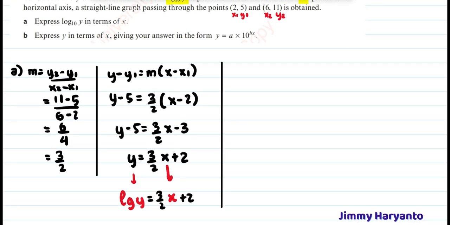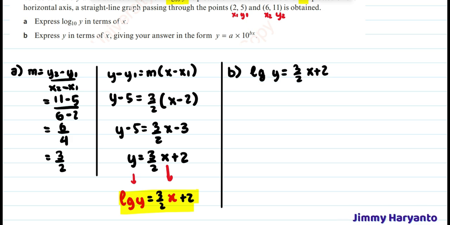And then for B, we have to express y. So let's continue. We have lg y equals 3 over 2x plus 2. We can move the lg to the right hand side. It will become 10 to the power of 3 over 2x plus 2.